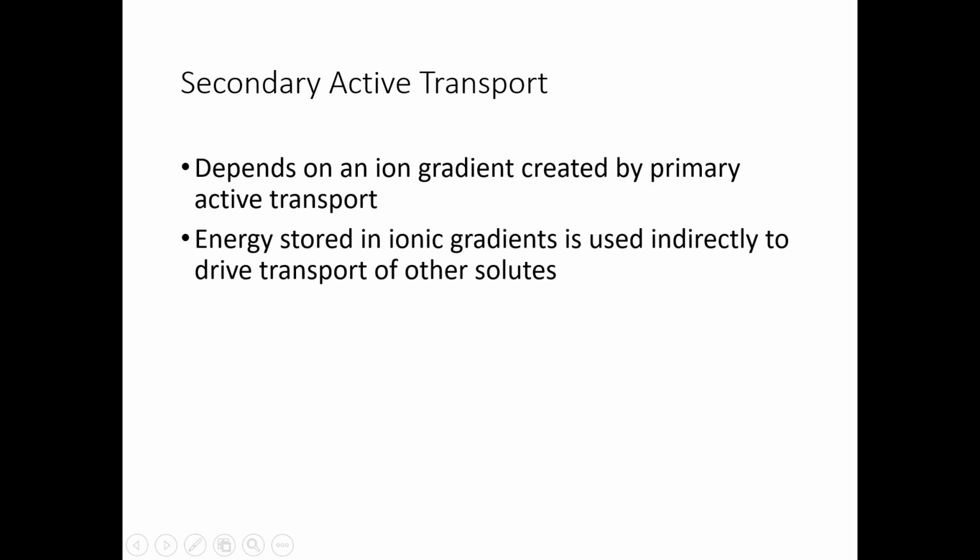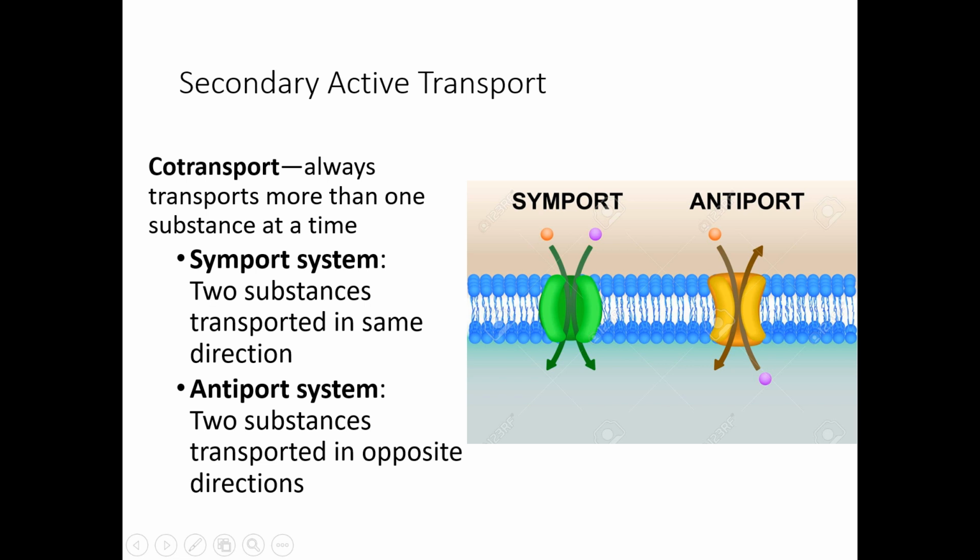Okay, now what is secondary active transport? It depends on an ion gradient created by primary active transport, and energy stored in ionic gradients is used indirectly to drive transport of other solutes. What does that mean? Somewhere there was a sodium-potassium pump. While the sodium-potassium pump is working using ATP energy, some extra energy is left, and it can help neighbor proteins sitting close to it to move substances across the membrane.